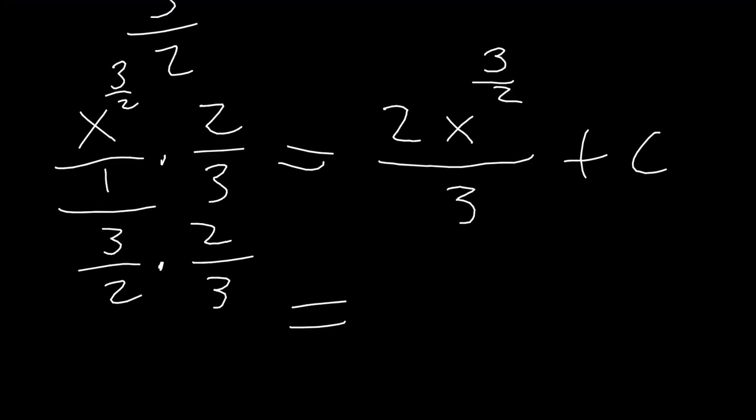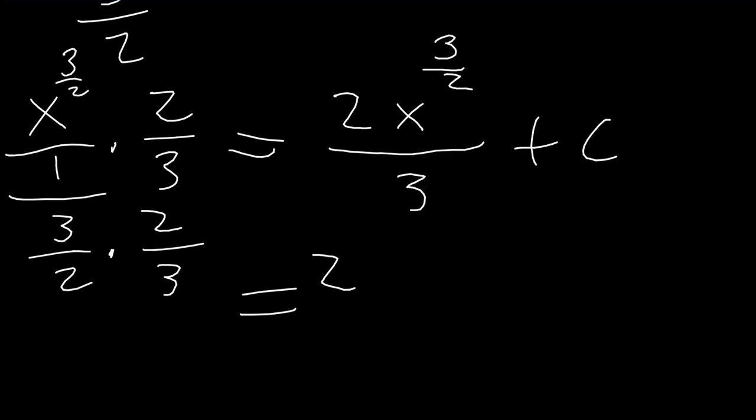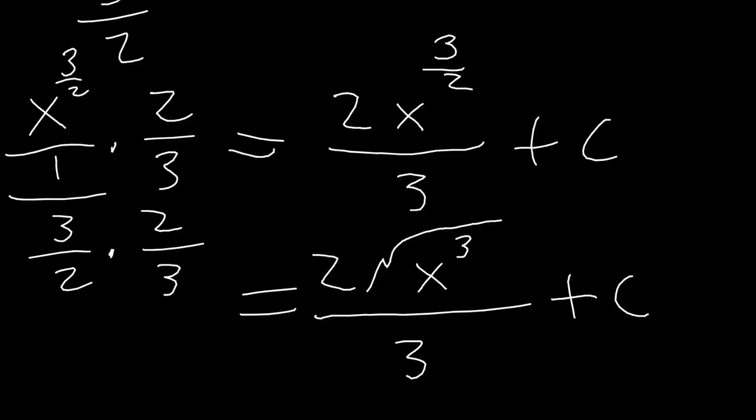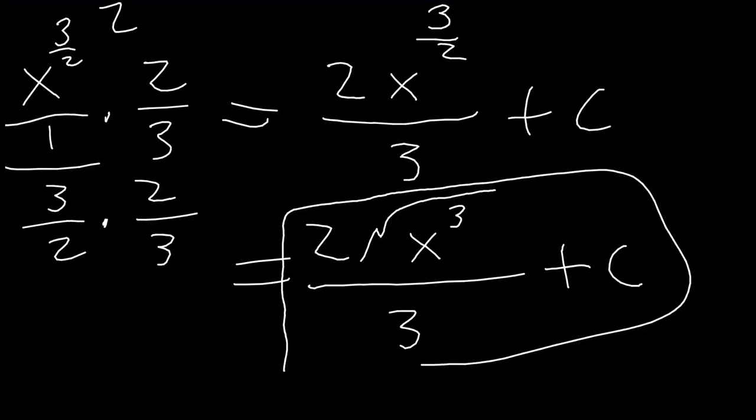And now we can write this back in radical form, because that's how they presented the problem to us. So it'll be 2 square root of x cubed over 3 plus c, because the 3 up here becomes the exponent of x, and the 2 becomes the index for the root we take. So it's the square root, which implies a 2 here. And then it's just x cubed, and this is going to be our final answer.